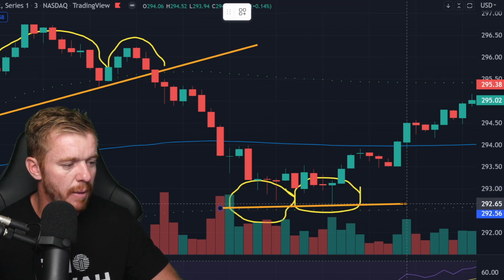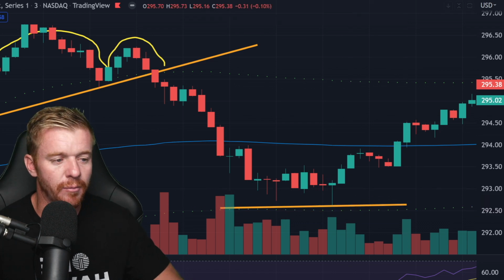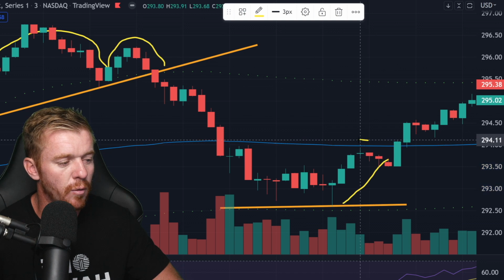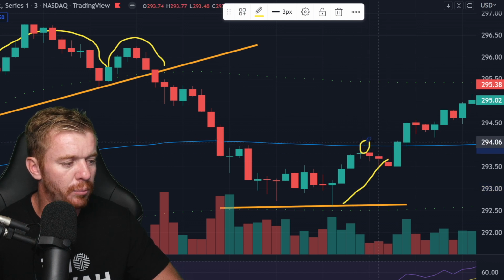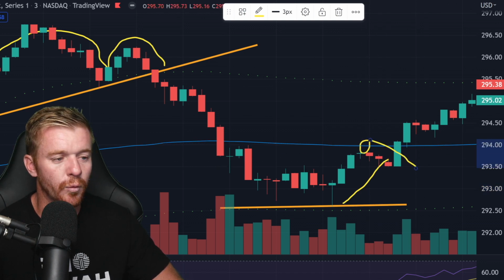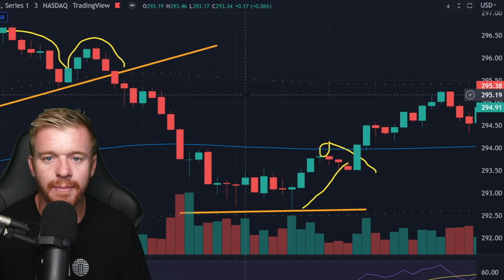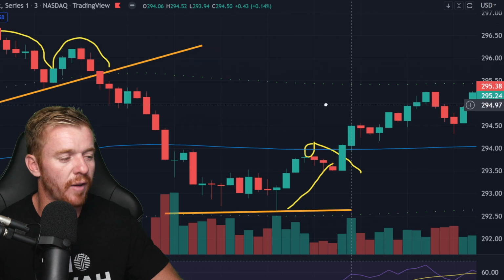So basically, bam. And what normally happens from a double bottom? We get the push up. So we got a push up here. We push up to the VWAP. We touch the VWAP there, a little pullback, and then we break and then reclaim the VWAP. So again, what happens when we reclaim the VWAP? We normally get a move higher.